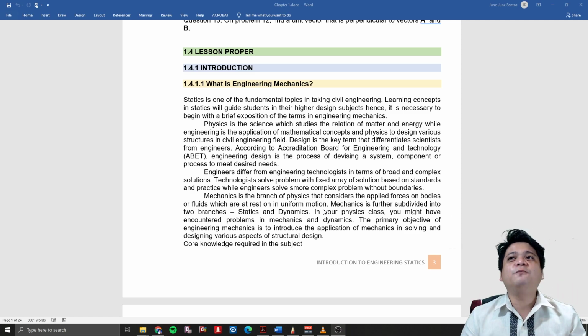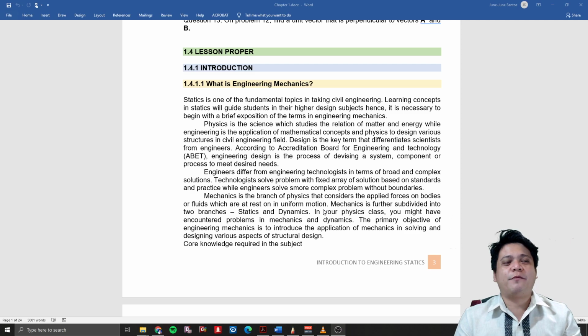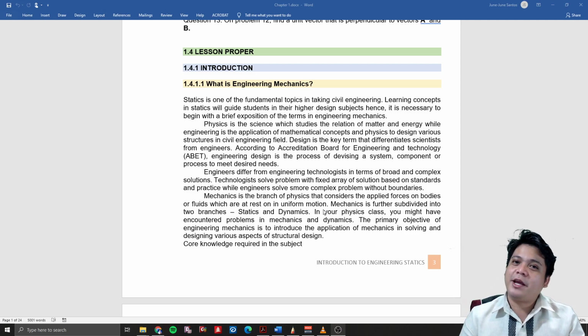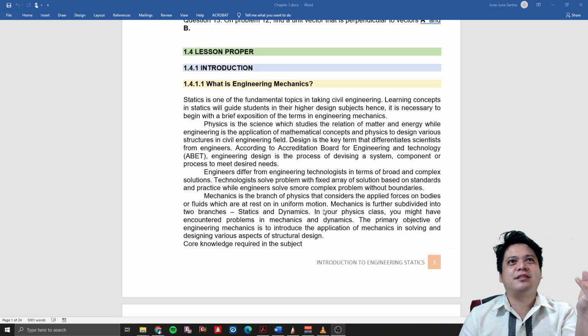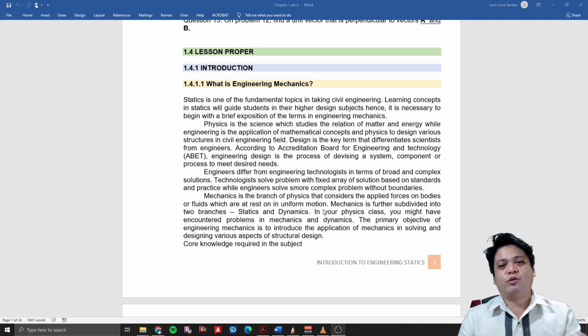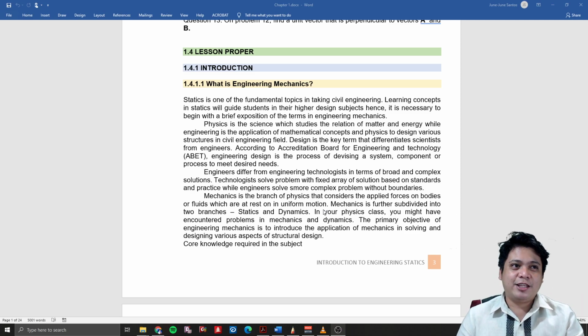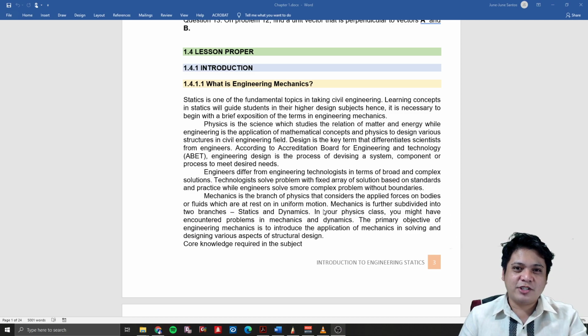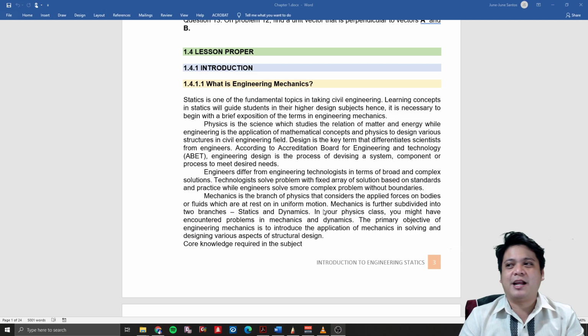Lahat ng gumagalaw na hindi uniform yung motion. When I say not uniform yung motion, ibig sabihin may acceleration. From rest, biglang gumalaw, o kaya may speed na 75 kph, biglang bumagal, o kaya bumilis, and that is called non-uniform motion. So lahat yon is tinatalakay natin when it comes to dynamics. But for now, ang i-consider lang natin, lahat lang ng body at rest. Ibig sabihin hindi gumagalaw.